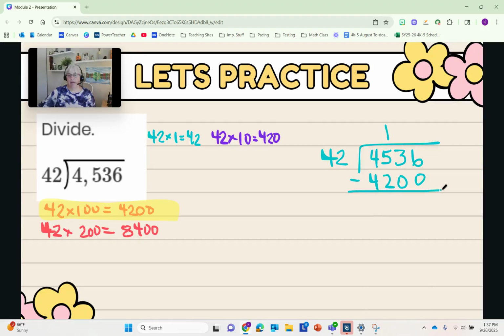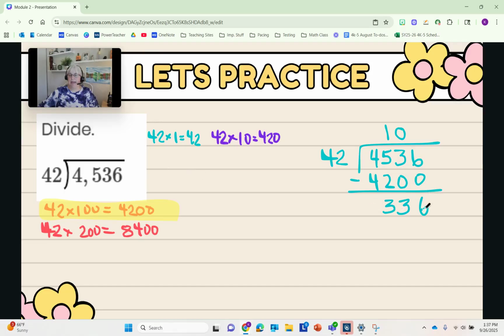And now we subtract. 6 minus 0 is 6. 3 minus 0 is 3. 5 minus 2 is 3. When I look at this number and I come back and I look at my 42 times 10, I can see that this is already too big. So we are going to be looking at powers of 1. We're not going to use a power of 10. We don't need one. So I put a 0 here because we are not going to be multiplying by any tens.